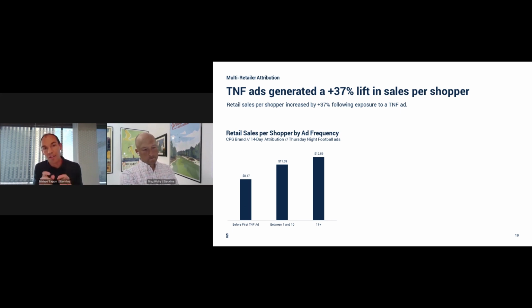And then on the bar chart to the right-hand side, you can see, well, once consumers began seeing 1, 2, 3, 4, or even 11 or more, it sounds like what we watch in my household on Thursday nights, 11 or more Thursday Night Football commercials featuring this particular brand, they tended to spend more and more dollars on that brand. About a 37% lift in retail sales per active consumer after seeing the commercial.